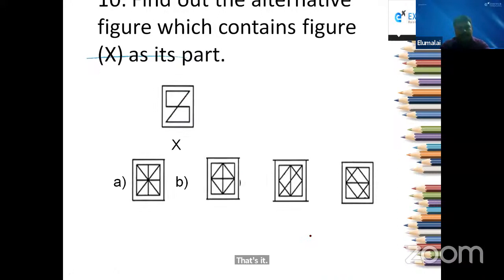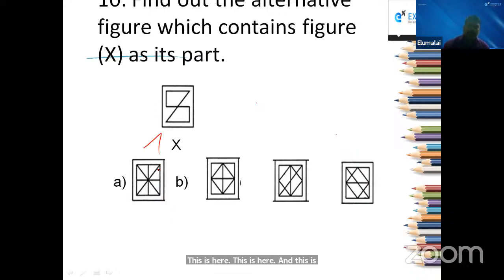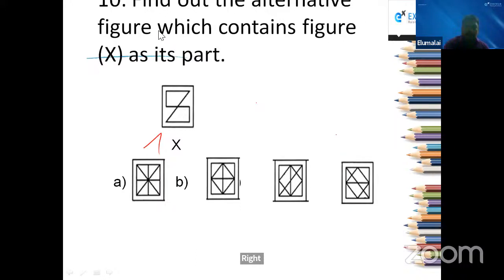This one is the last question. With this, we will wind up the session. Okay, so if we search in this, this is here, this is here, this is here, this is here, and this is here. Yes, so option A can be the possible answer. Right. Very good, everyone has answered it correctly.